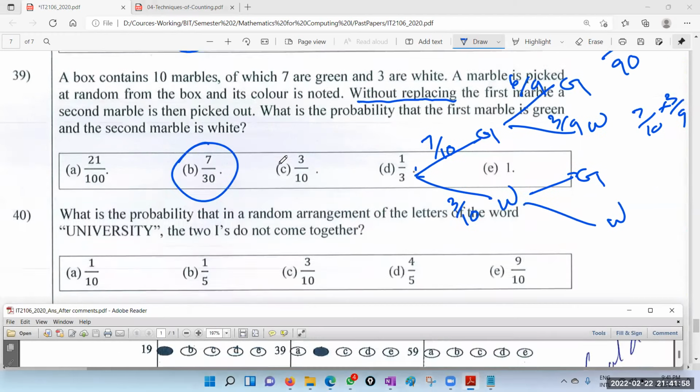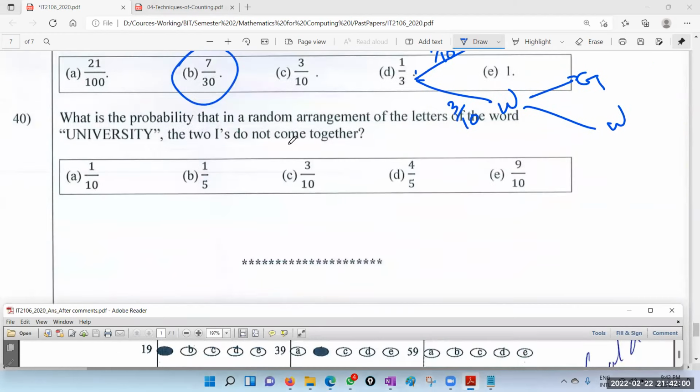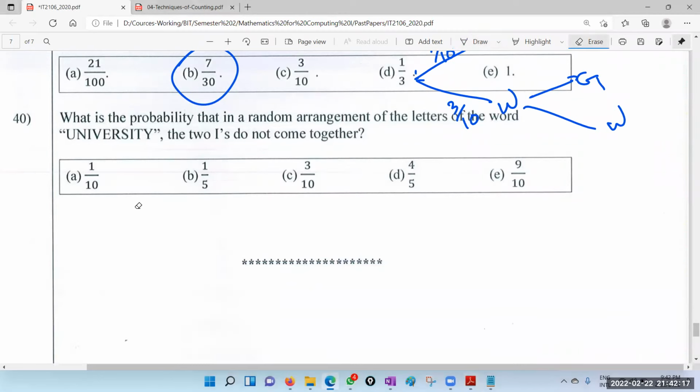Yes. Okay. Right. 40. There's another counting question. What is the probability that in a random arrangement of the letters of the word university, the two I's do not come together? A bit of probability also. Right. Another interesting question.